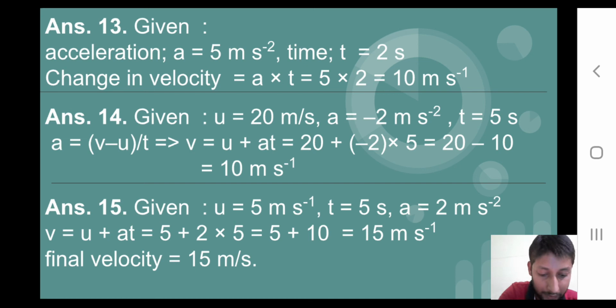Come to question number 15. A bicycle initially moving with a velocity 5 meter per second accelerates for 5 seconds at a rate of 2 meter per second square. What will be its final velocity? Here u is given as 5 meter per second, t as 5 second, acceleration 2 meter per second square. So v is equal to u plus at from the previous question, which is equal to 5 plus 2 into 5, which is equal to 5 plus 10, which is equal to 15 meter per second. So final velocity will be 15 meter per second.